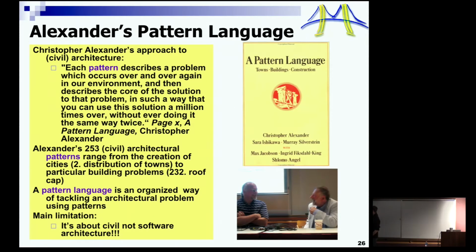In this book, there are patterns for example, from how to build a roof cap to how to distribute towns. Just some examples. And this then gained a lot of traction in software architecture as well, because it's an interesting way to think about how you design things.